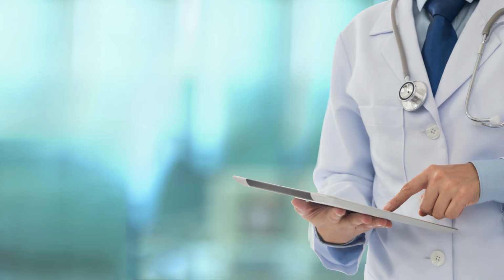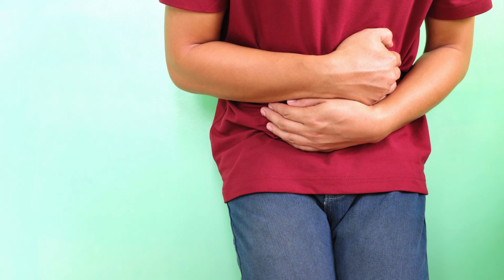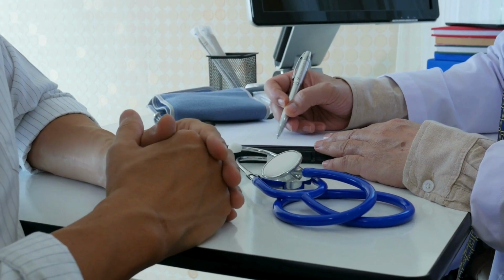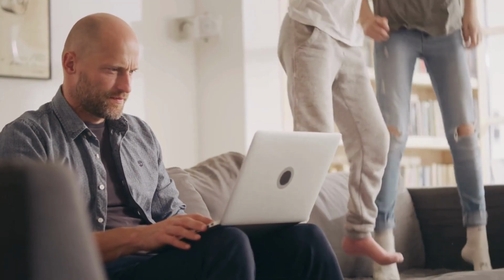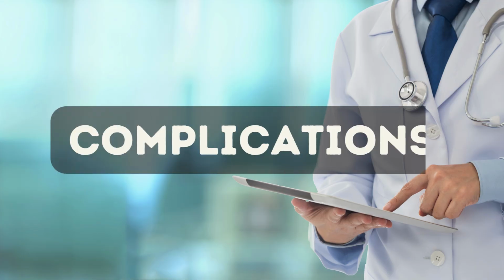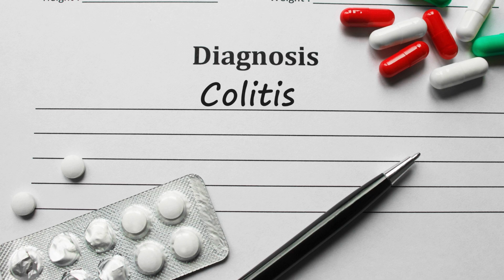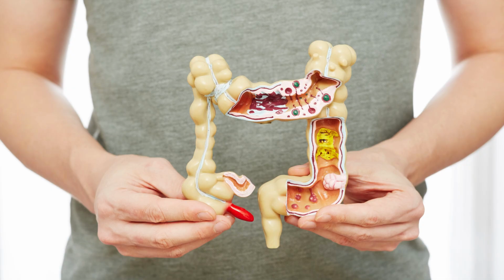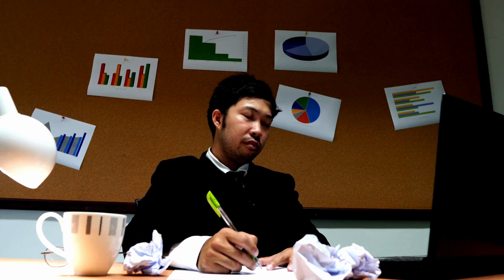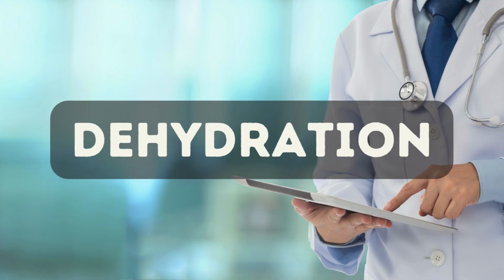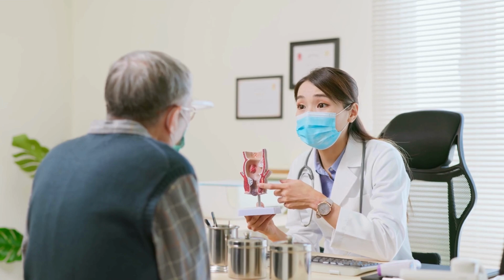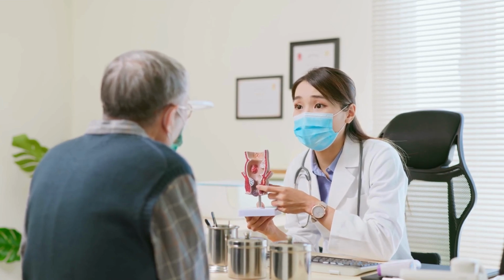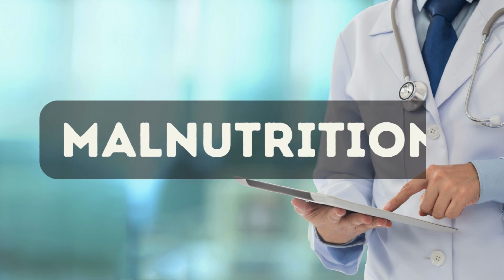Urgency and frequency. There might be a frequent and urgent need to have a bowel movement, which can disrupt daily activities. Complications. Colitis can lead to various complications, depending on its severity and underlying cause. Some common complications include dehydration. Persistent diarrhea can result in fluid and electrolyte imbalance leading to dehydration.